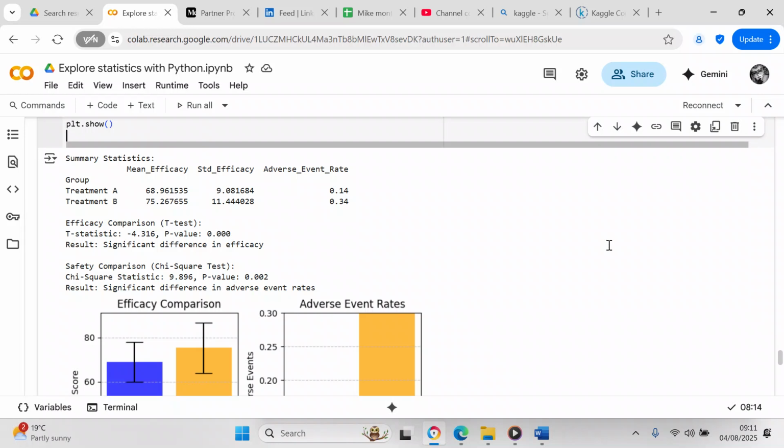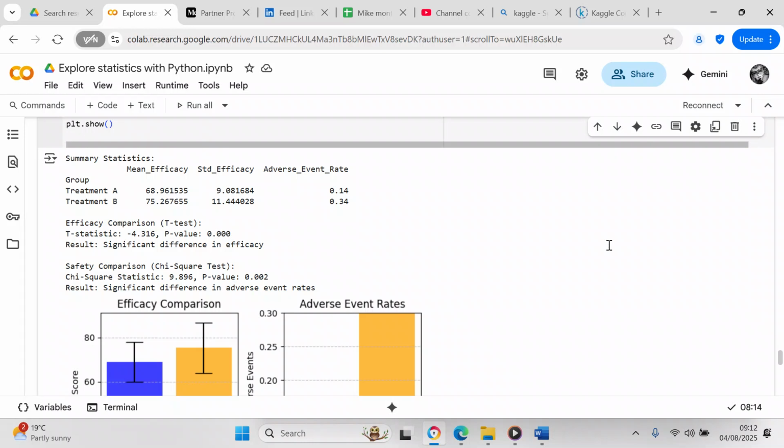And so now we check the efficacy comparison t-test. The t-statistic is negative 4.316, and the p-value is 0. And so it says significant difference in efficacy. The reason why is because if the p-value is less than 0.05, you have to reject the null hypothesis. The null hypothesis is there's no significant difference between the values. And so it had to accept the alternate hypothesis, which is that there is a significant difference between the values.